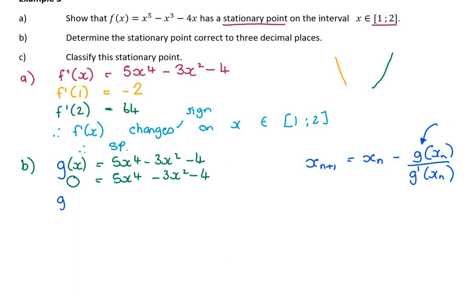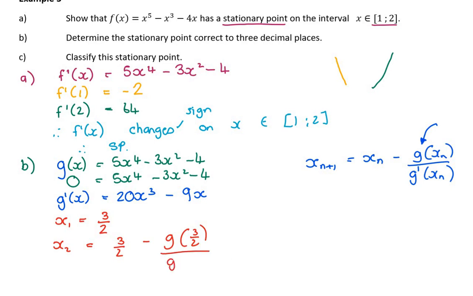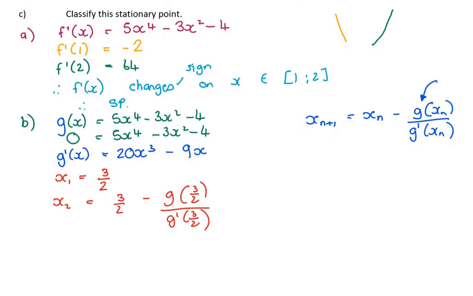So now it's easy, because now I know that g dashed is 20x cubed minus 9x, I think, and x1. Well, you can pick anything. I generally pick slap bang in the middle. So I would pick 3 over 2, because 3 over 2 is halfway between 1 and 2. So what is x number 2? Well, x number 2 will be 3 over 2 minus g of 3 over 2 all over g dashed of 3 over 2.